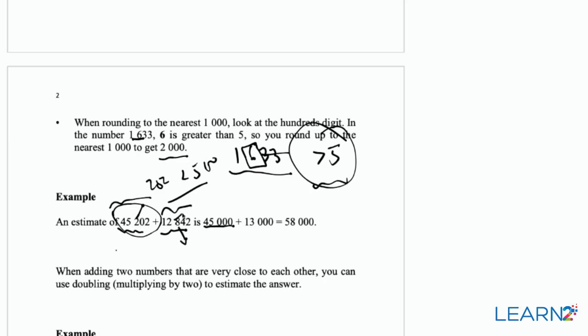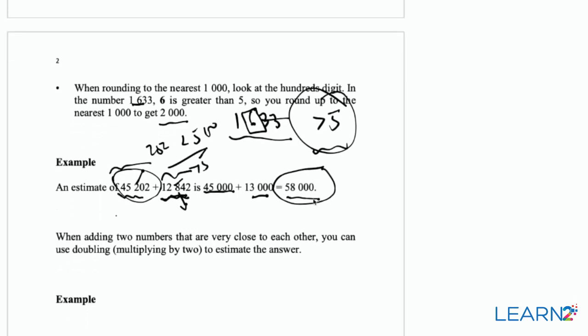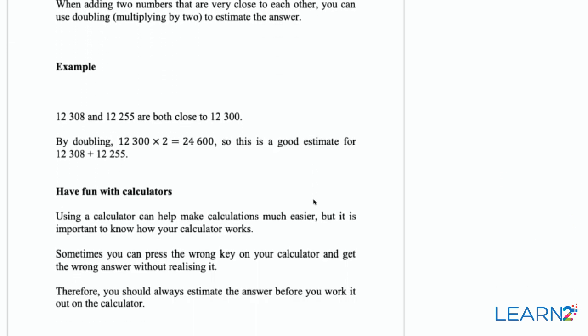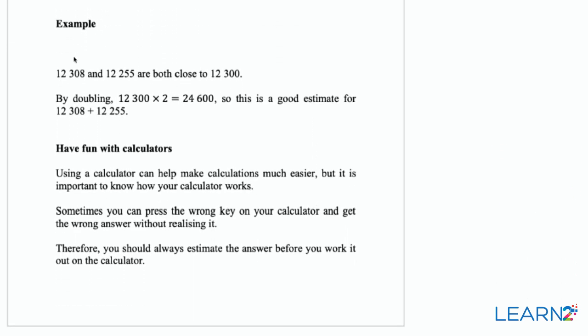But 12,842, that 8 is greater than 5. So the nearest 1,000 to 12,842 is 13,000. So 45,000 plus 13,000 would be 58,000. So your estimate of this would be 58,000 Rand, or 58,000. Let's look at the next one.